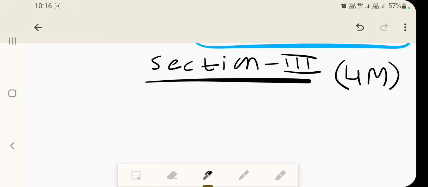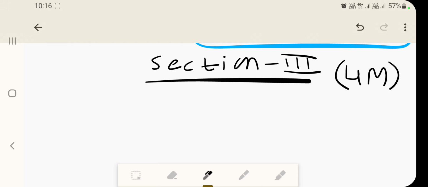Now in this section 3, earlier in 2018, it used to be in paper 2 of mathematics. Don't worry about paper 1, paper 2. It is not there. You have only one paper. In future videos I will make one question related to the new pattern also.